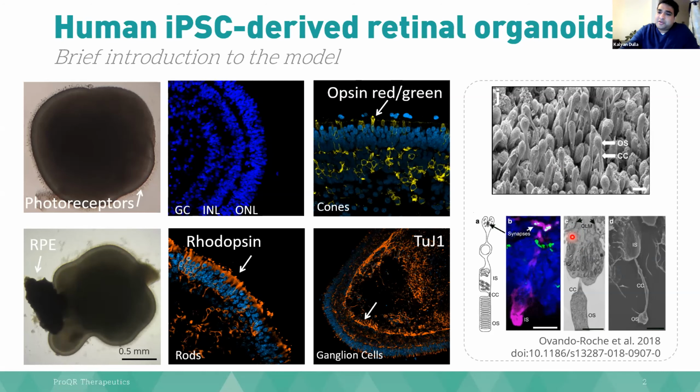So in a sense, these retinal organoids recapitulate many of the features of the human photoreceptors. However, one caveat is that the nascent outer segments are not as mature or organized as those of in vivo photoreceptors.